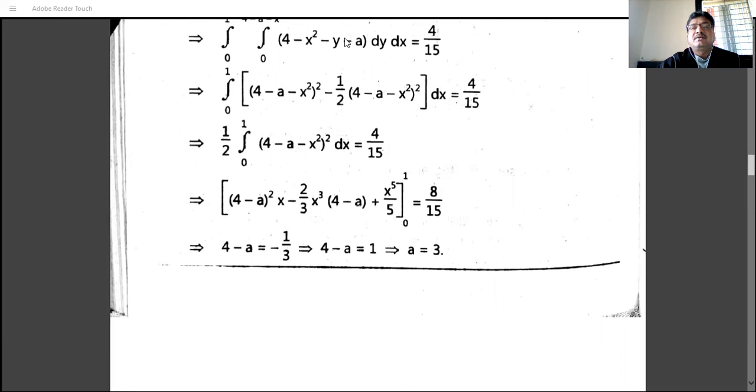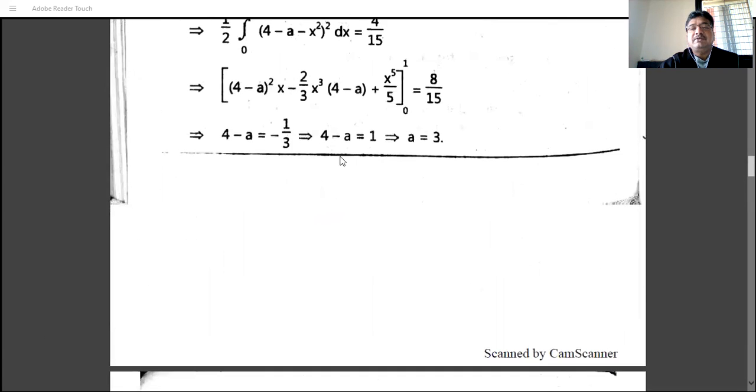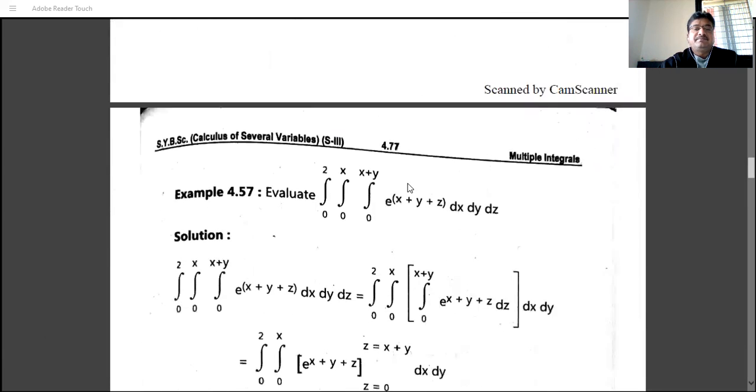And then integrating with respect to x, find the value at the upper limit minus the value at the lower limit. We get the value of a. LHS is 4 minus a, and therefore a is 3.